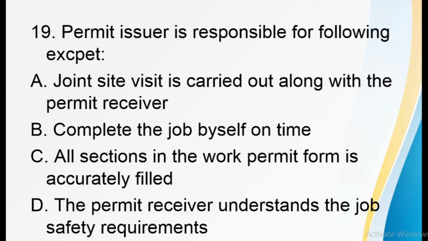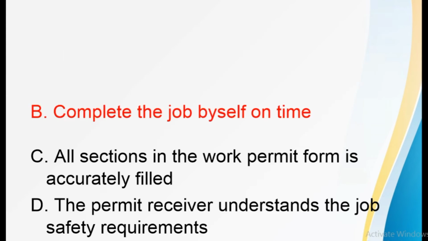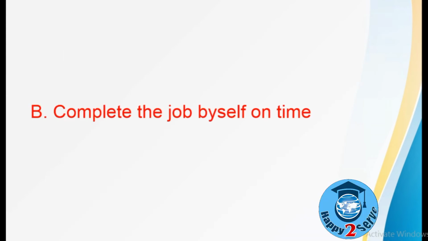19. The permit issuer is responsible for the following, except: A. Joint site visit is carried out along with the permit receiver. B. Complete the job by self on time. C. All sections in the work permit form are accurately filled. D. The permit receiver understands the job safety requirements. Answer: B. Complete the job by self on time.